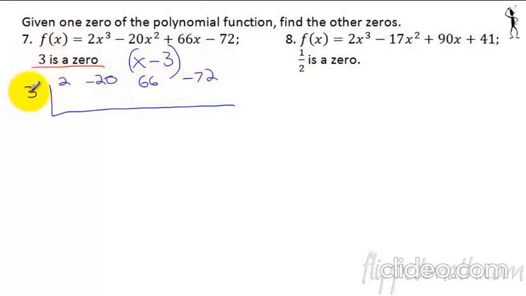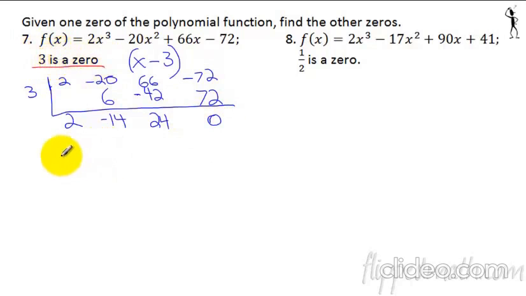Remember, it's the 0 that you put on the outside, or the opposite of the factor. And then we use synthetic division. So 2 comes down. 3 times 2 is 6. Negative 14. I'm just doing the multiplication fast here. 3 times negative 14 is negative 42. Add those together. We get 24. And then 3 times 24 is 72, positive. Now, I knew this had to be a 0 right here at the end. There had to be no remainder because we were told that 3 was a 0.